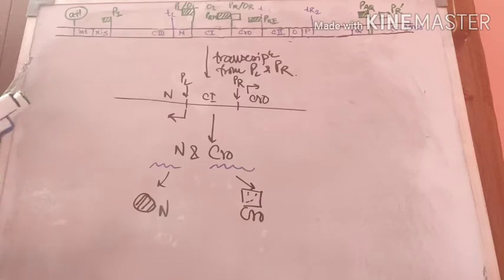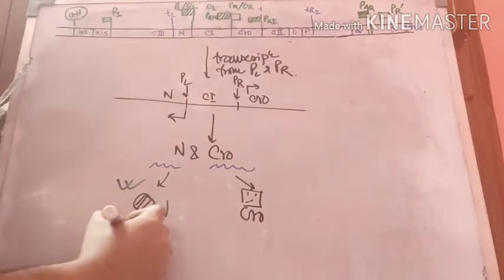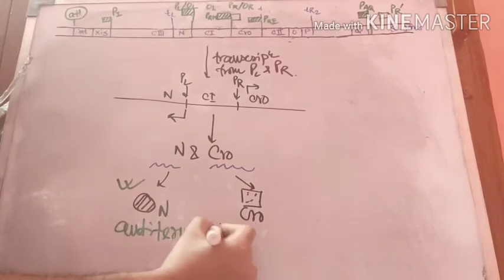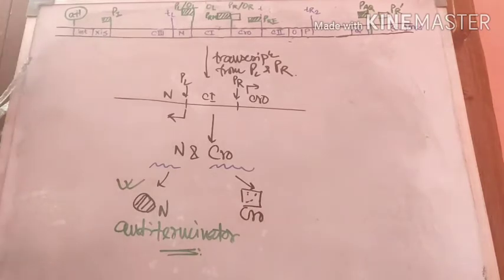Now the first, the opener, is N. N is an anti-terminator. What does it mean? It doesn't let the transcription terminate at their termination site. I repeat. It doesn't allow the transcription process to end.